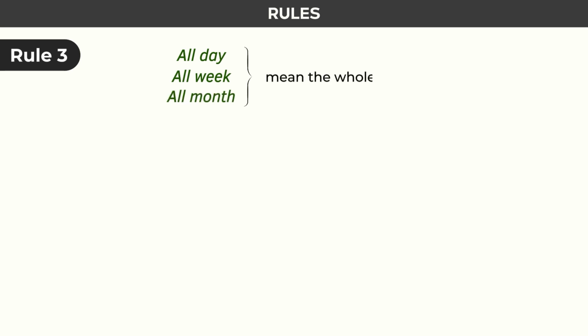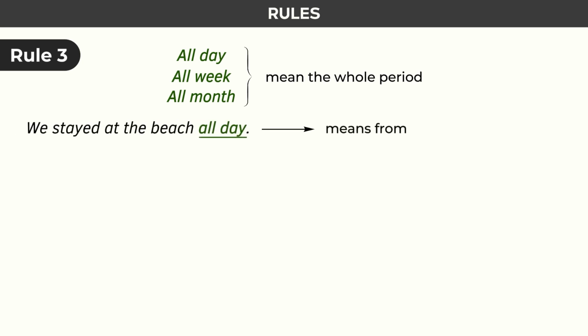Rule 3. Now let's look at a common pattern. All day, all week, all month. These mean the whole period. Example: we stayed at the beach all day. This means from morning until evening.